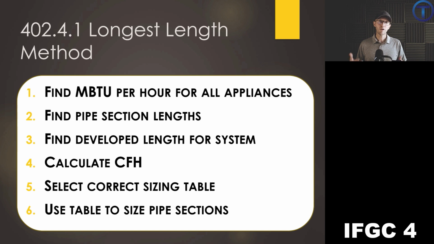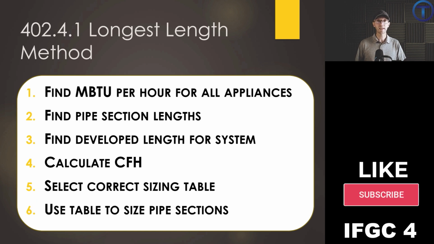All right, now let me give you a basic step-by-step on how to use the longest length method. These steps are not listed out in the code, but this is just what I'd recommend as you go through this process and size everything out. Number one, you're going to find the maximum BTU per hour for all the appliances. Number two, you're going to find the section lengths, the different pieces, and the distances. Those you'll be able to size later. Number three, you'll need to find the developed length for the system. We just looked at that. Number four, you can then calculate the cubic feet per hour. Number five, you'll select the correct table for use in that sizing situation. And number six, you can use the table to size out the pipes in that system.